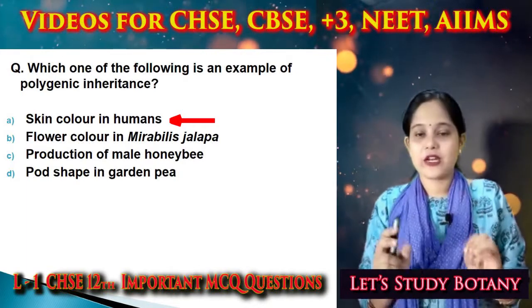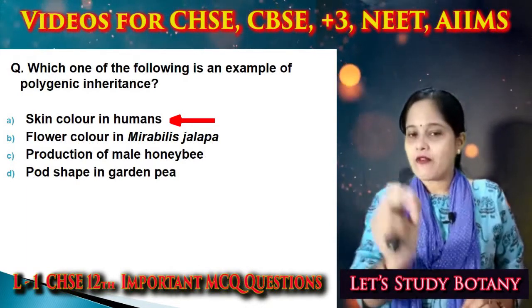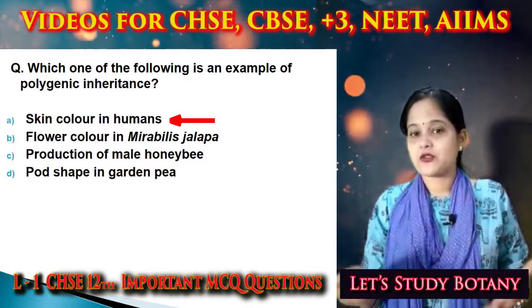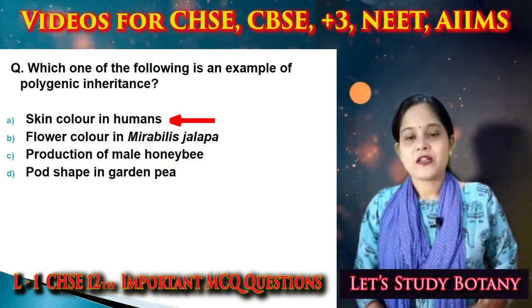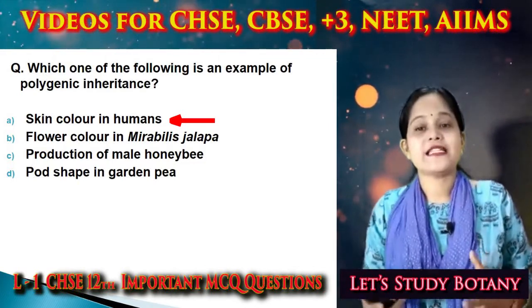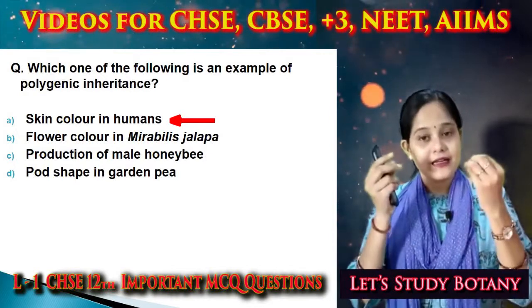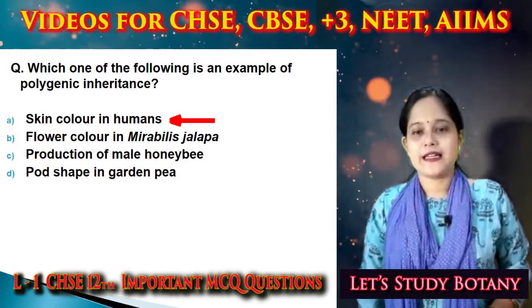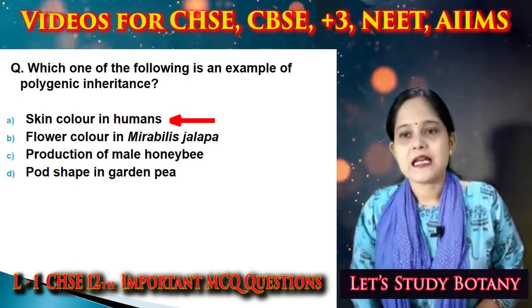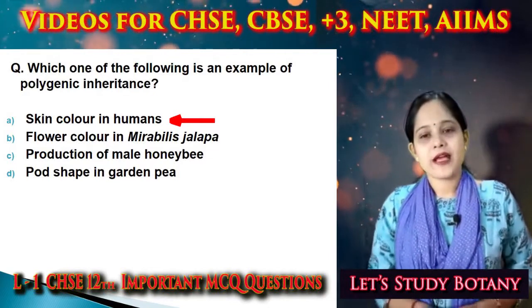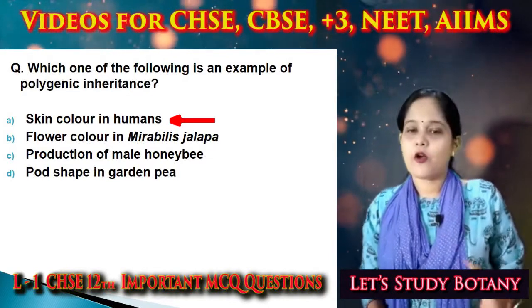Poly means many. So here one character is controlled by 2 or many genes. So human skin color is polygenic inheritance. It is an example of polygenic inheritance because multiple genes are involved. Okay, it doesn't follow Mendel's law.